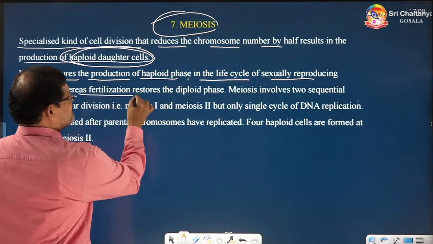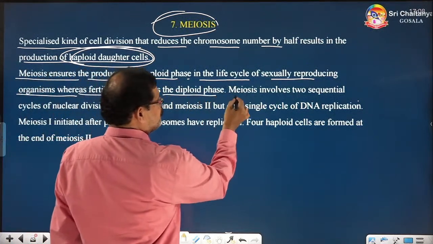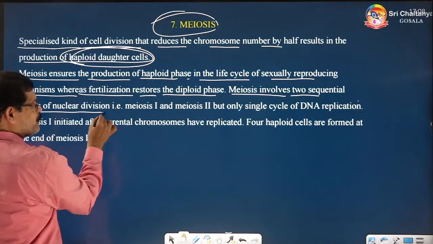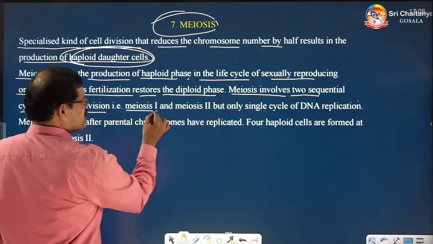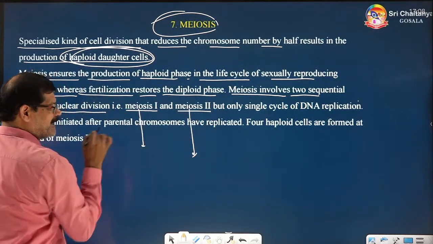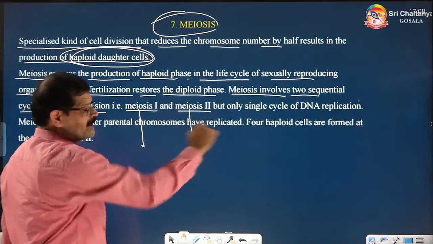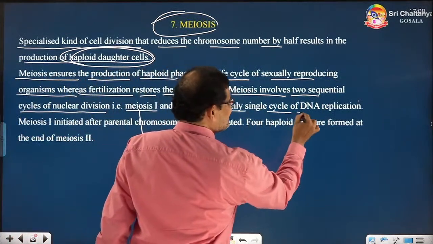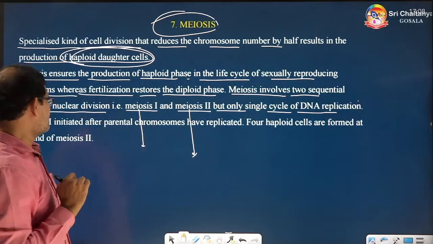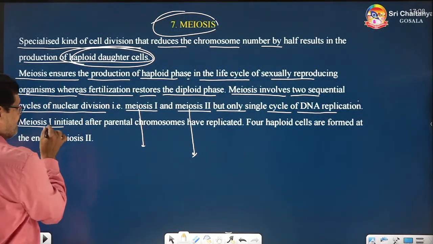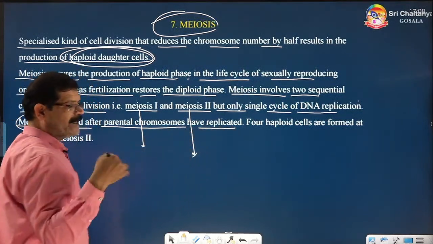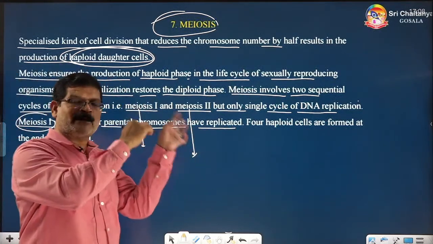Whereas fertilization restores the diploid phase, meiosis involves 2 sequential cycles of nuclear division, that is meiosis 1 and meiosis 2. This is one nuclear division, this is another nuclear division. I have shown you just now, but only a single cycle of replication of the DNA occurs. Next one, meiosis 1 is initiated after the parental chromosomes have replicated. That means the interphase will be done here also.